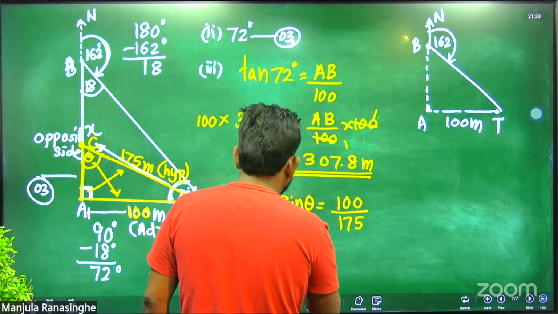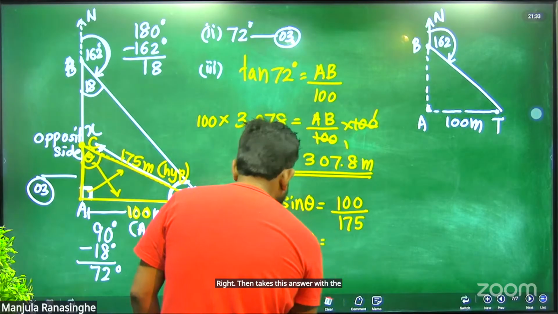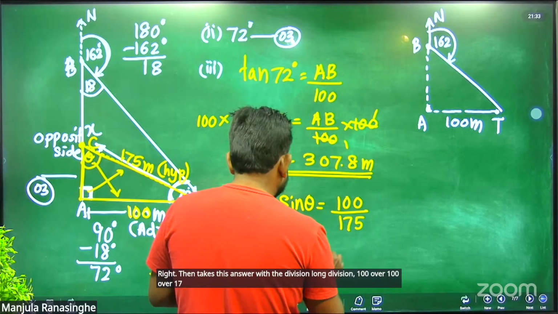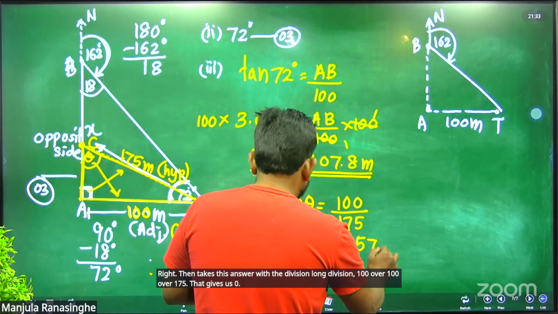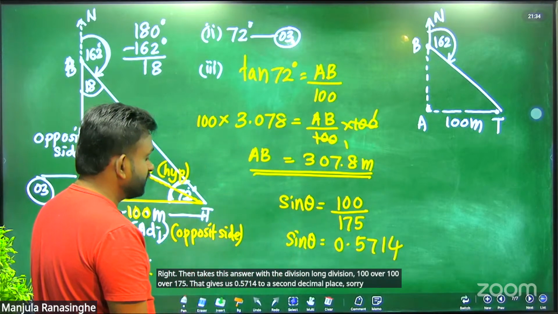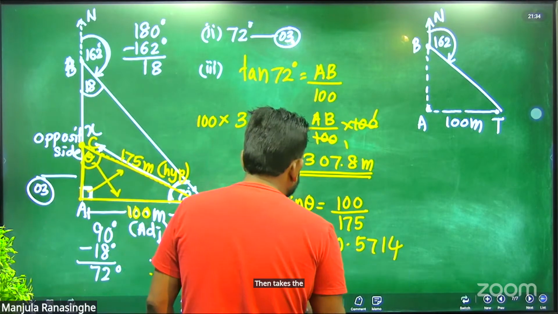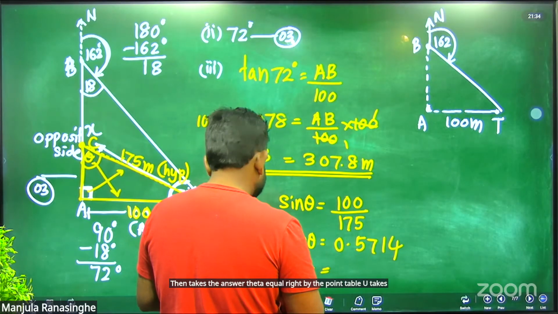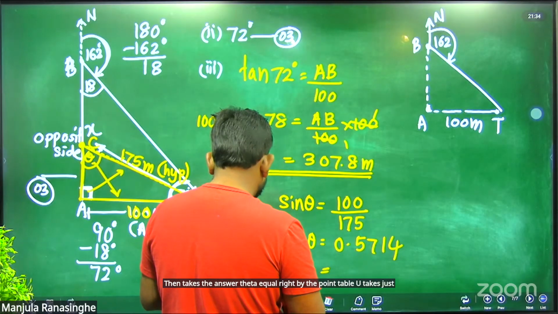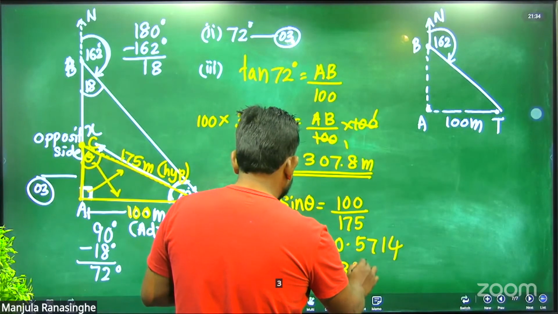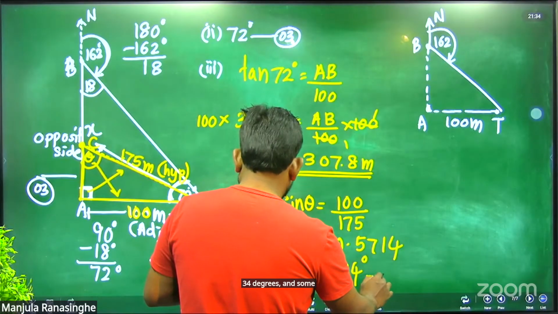Right, then take this answer with the division, long division, 100 over 175. That gives us 0.5714 to the fourth decimal place. Then take the answer theta equals, by the trigonometric table, 0.5714. It's around 34 degrees and some minutes there.